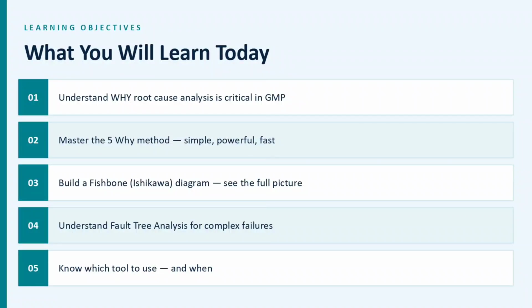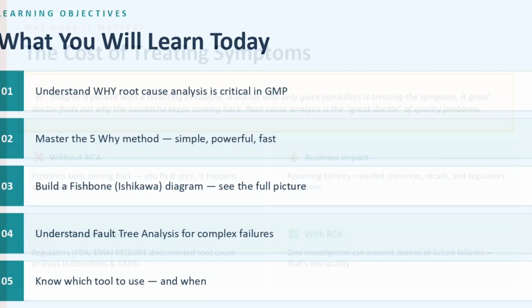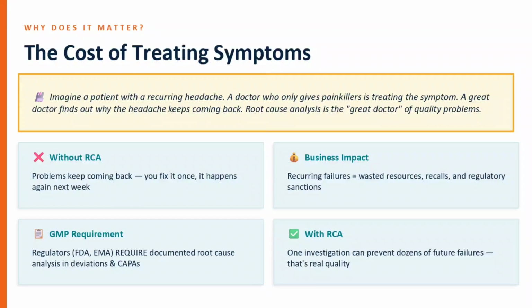Okay. Let's start with the most important question. Why does root cause analysis actually matter? Here is the problem. In quality, we deal with failures. A batch fails. A product tests OOS. A deviation happens. And the natural human reaction is to fix the problem in front of us and move on. But here is the danger. If you only fix the symptom, the problem comes back.